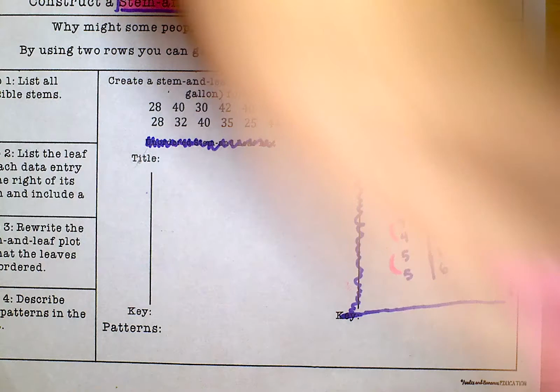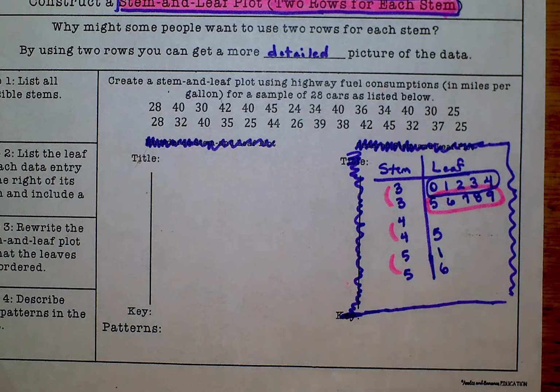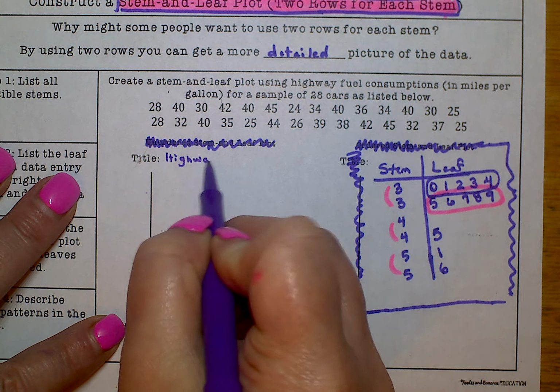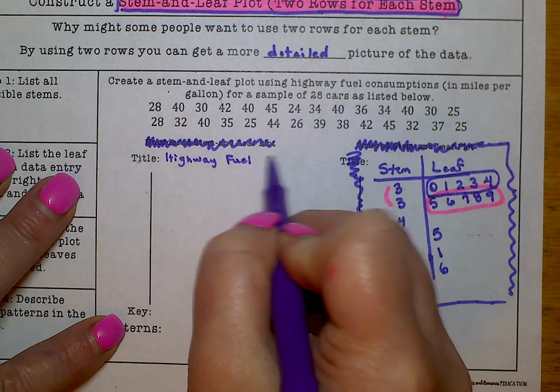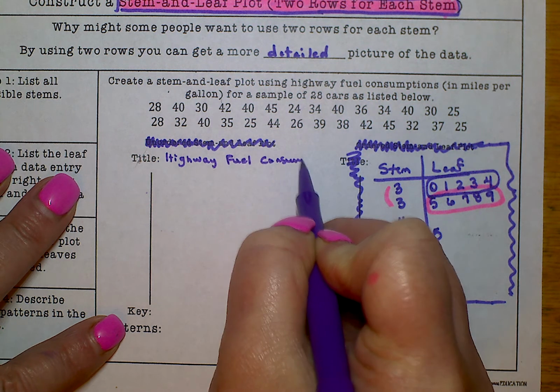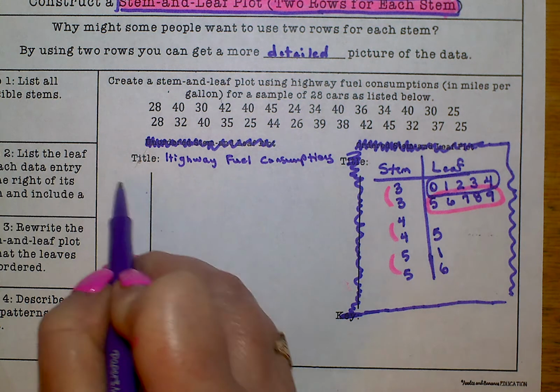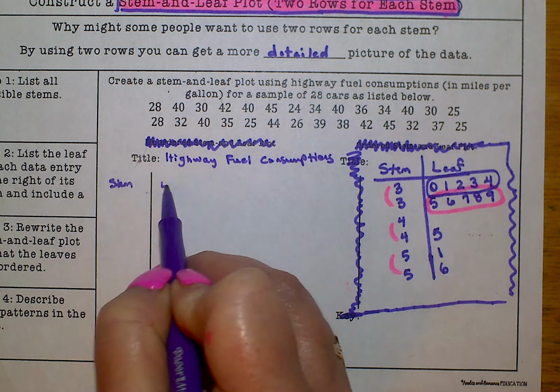Okay. So this one says that you have highway fuel consumption. So I'm just going to put highway fuel consumptions. And I'm going to go ahead and put the word stem and leaf.